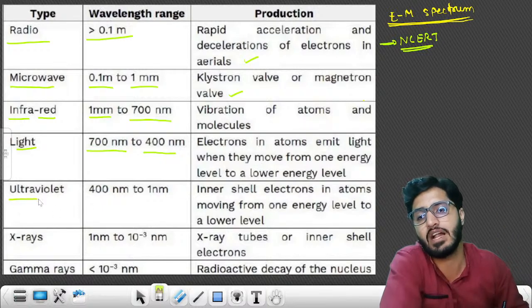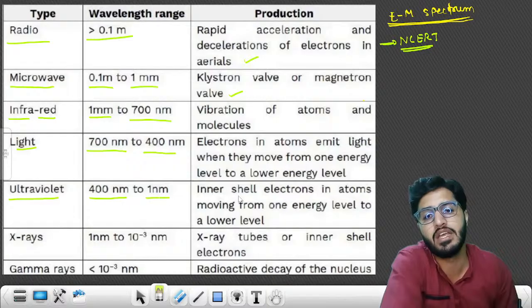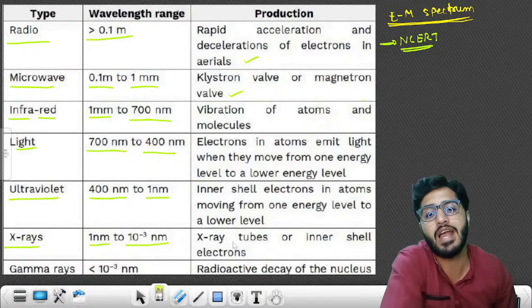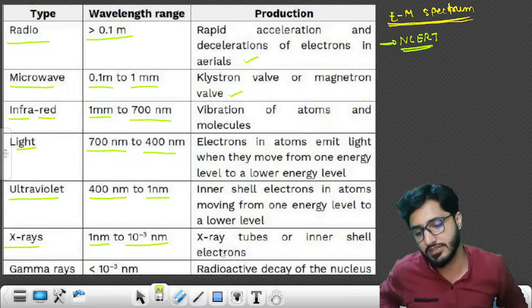Then we have ultraviolet, 400 nanometer to 1 nanometer. Inner shell electrons in an atom moving from one energy level to a lower energy level release UV rays. X-rays are 1 nanometer to 10 to the power minus 3 nanometer, from X-ray tubes or inner shell electrons, right? Gamma rays are less than 10 to the power minus 3 nanometer, from radioactive decay of the nucleus.